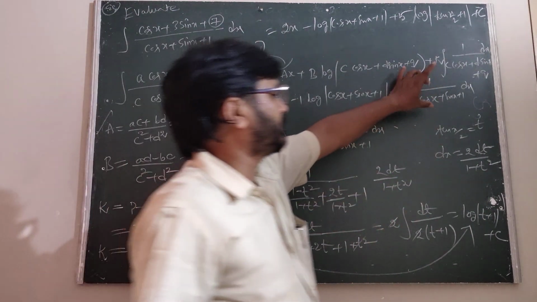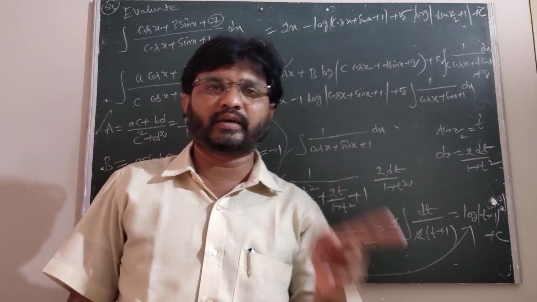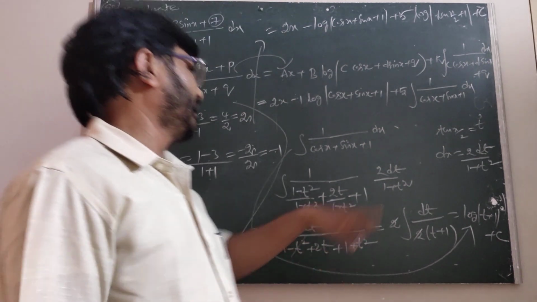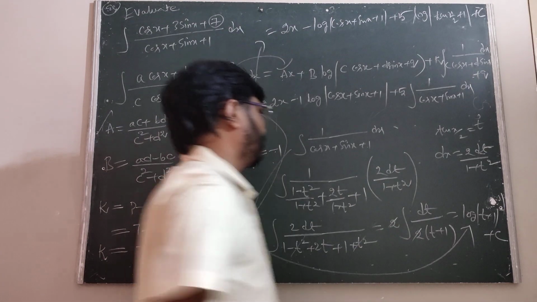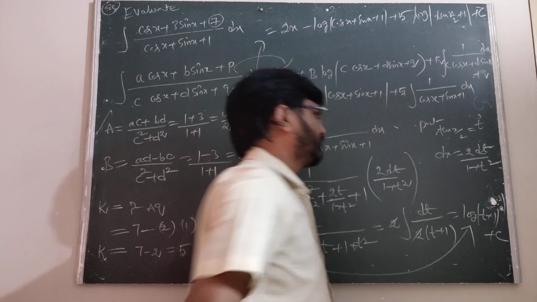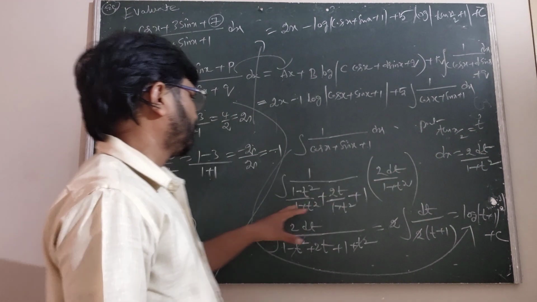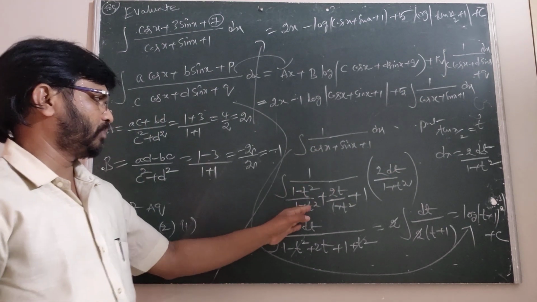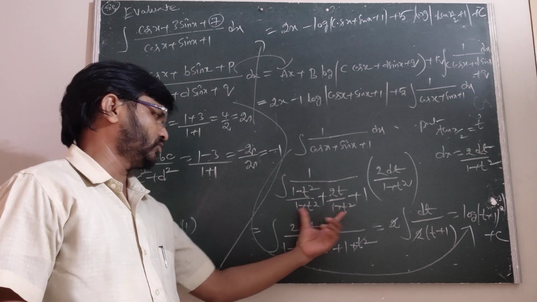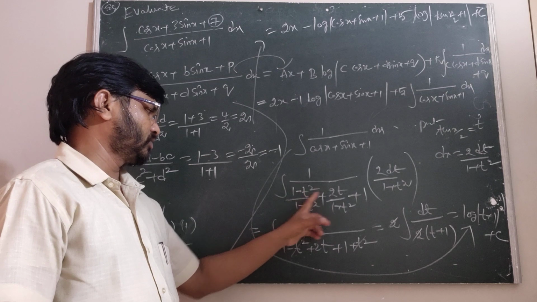Therefore, the final one, this is type 2. When it is type 2, we know that cos x is (1 minus t square) upon (1 plus t square), sin x is 2t by (1 plus t square), where tan x by 2 is t, and dx is 2 dt by (1 plus t square). These are substituted in this: (1 minus t square) by (1 plus t square), 2t by (1 plus t square). Now we are taking the LCM, which is 1 plus t square. These two are cancelled. 2 dt by (1 minus t square plus 2t).